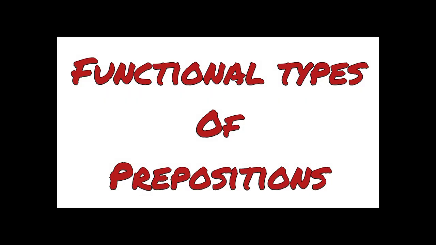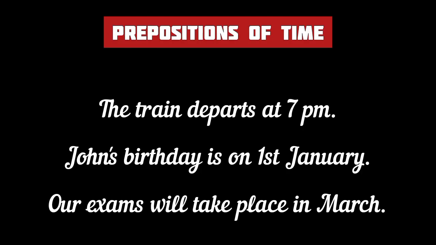Up next, we are going to study the various functional types of prepositions. First, we have prepositions of time. These prepositions indicate the time of an action. For example, the train departs at 7 p.m. Here, at is the preposition showing the time of the train's departure. John's birthday is on 1st January. Here, the preposition on is showing the date of John's birthday. Our exams will take place in March. Here, in is the preposition indicating the time period of our examination.